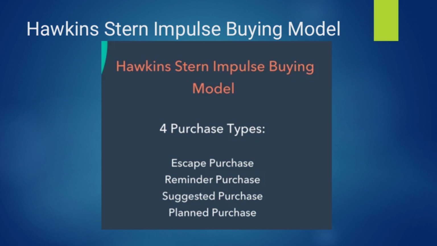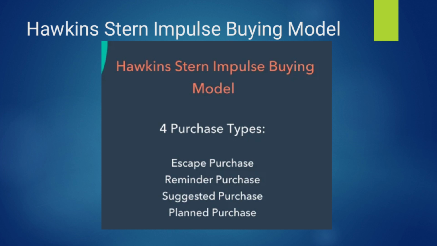So the next one is, what do you mean by escape purchase? Sometimes called pure impulse. This involves purchasing an item that isn't a routine item or on a shopping list. Reminder purchase: a consumer makes a reminder impulse purchase when they come across a product through in-store setups.